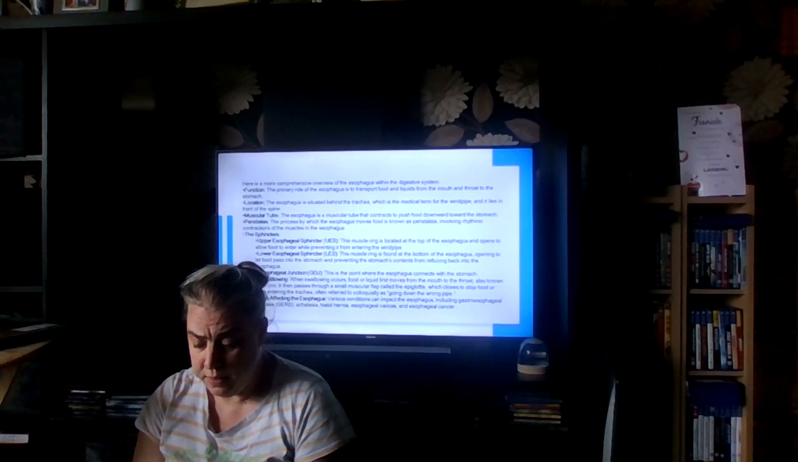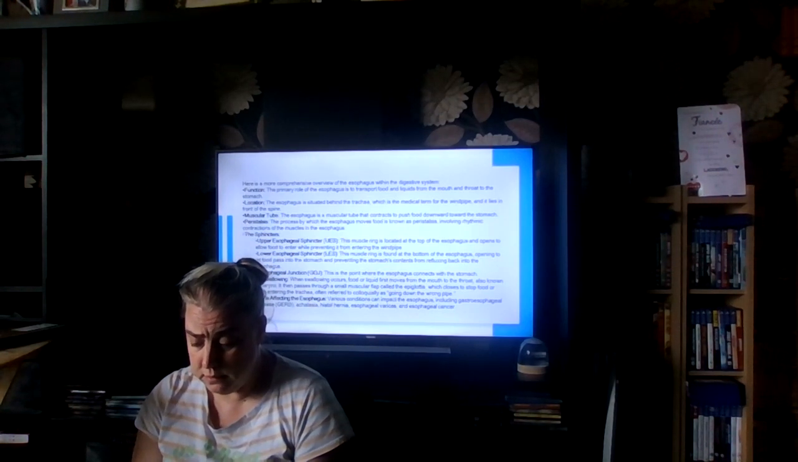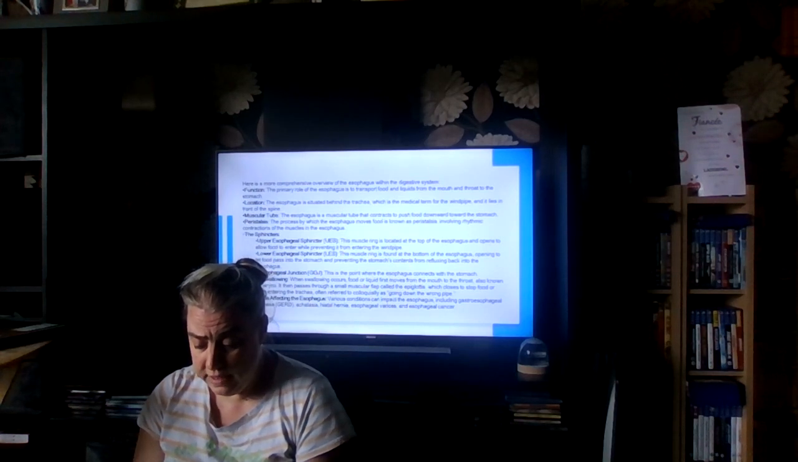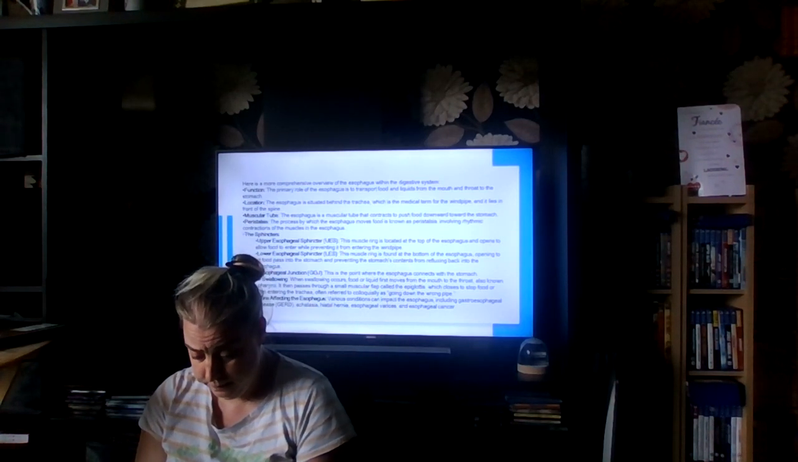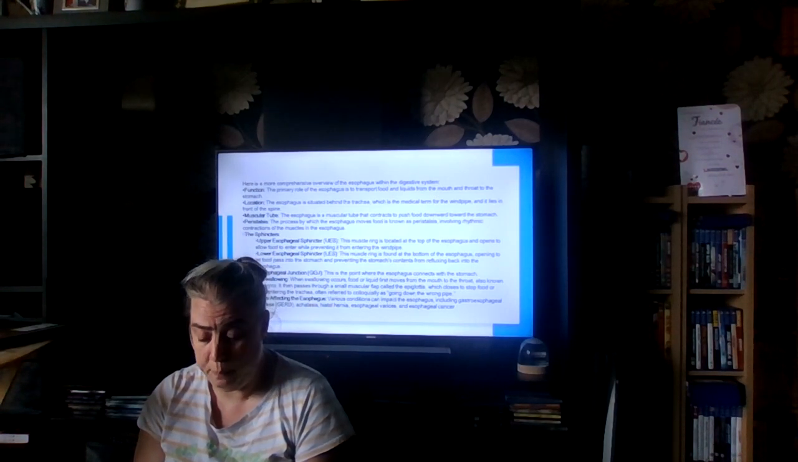As you can see, the slide that we're currently on is showing a more complex overview of how the digestion works. So the function is to transport the food and liquid from the mouth to the throat, then to the stomach. The location of the esophagus is behind the trachea, which is known as the windpipe. Peristalsis is the contractions of the muscle.